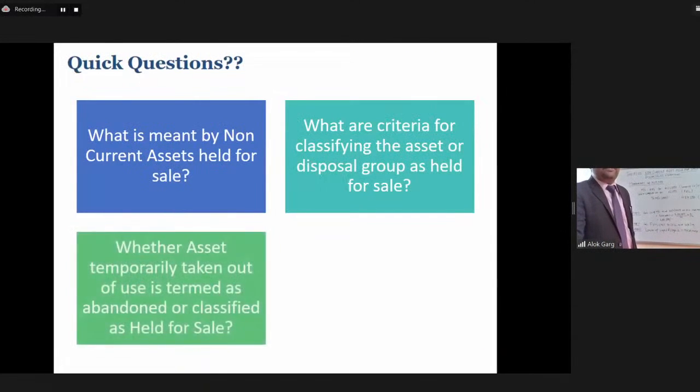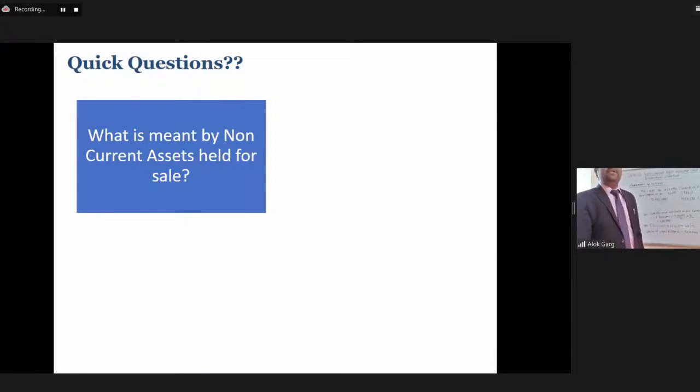So quick question. What is meant by non-current asset held for sale? Non-current assets held for sale are those assets where the future economic benefit will be received through a sale transaction rather than through continuing use.